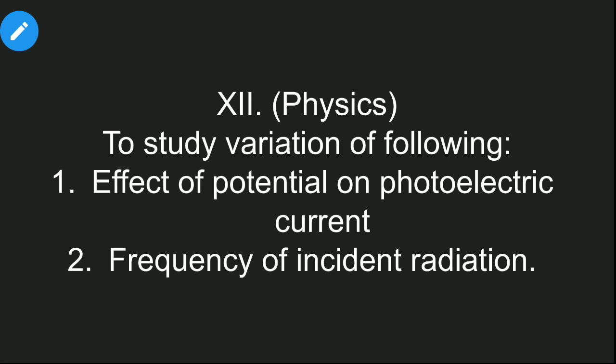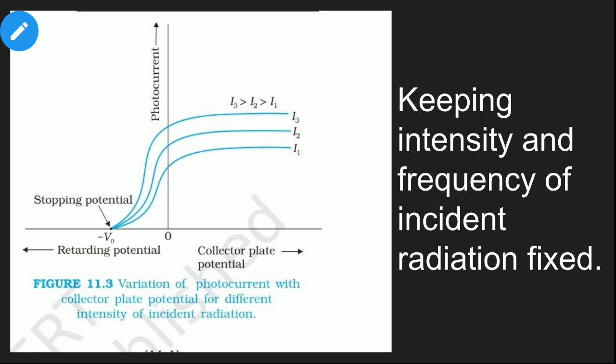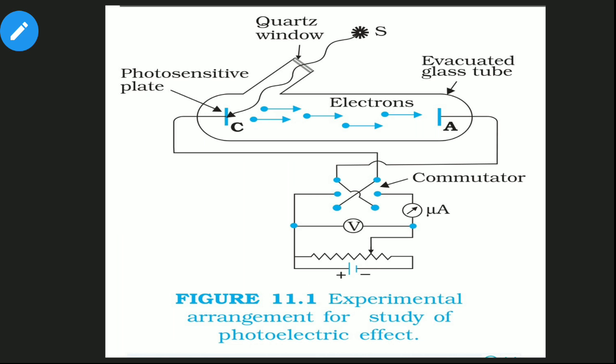Today I will talk about the variations of potential on photoelectric current and the frequency of incident radiation. So let's talk about the effect of potential on photoelectric current. In this, we will keep the intensity I1 and the frequency of incident radiation fixed, as shown in this figure. Now what we will do, we will increase the positive charge on plate A.